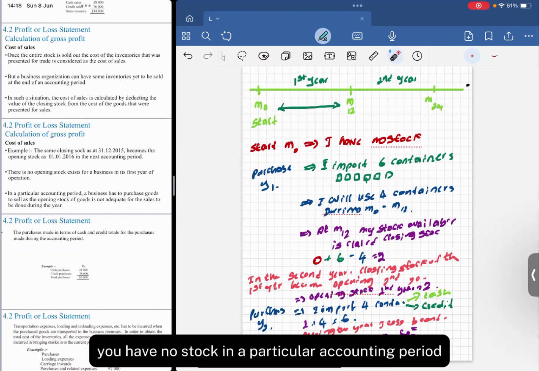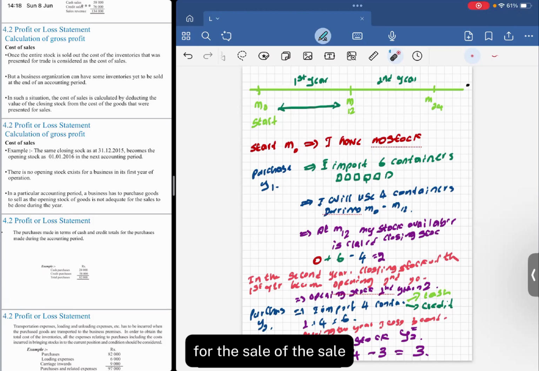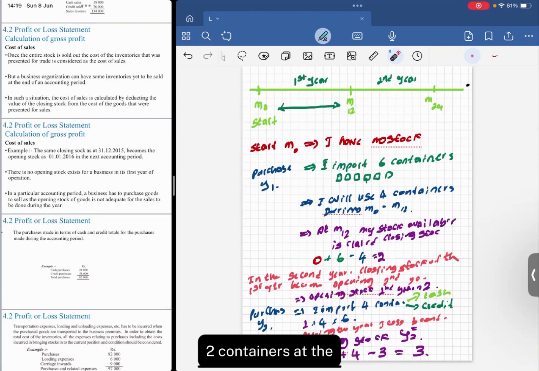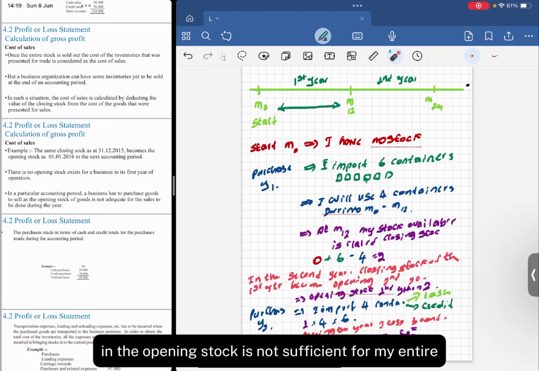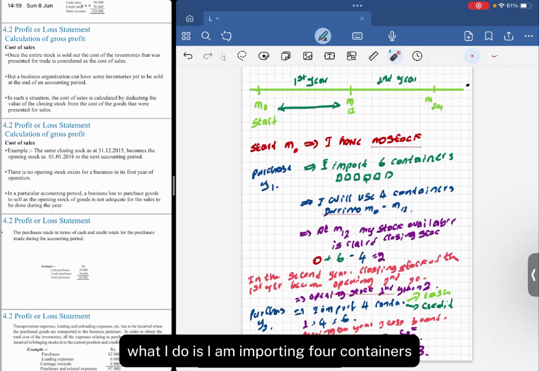In a particular accounting period, a business has to purchase goods to sell, as the opening stock of goods is not adequate for the sale to be done during the year. So here I told in the second year, I have these two containers as opening stock and I am importing 4 containers. Why? Because the remaining two containers in the opening stock are not sufficient for my entire year's business. Therefore, I am importing 4 containers.